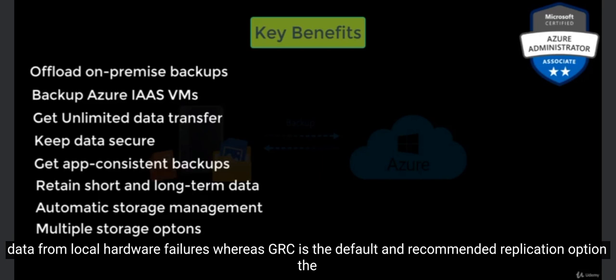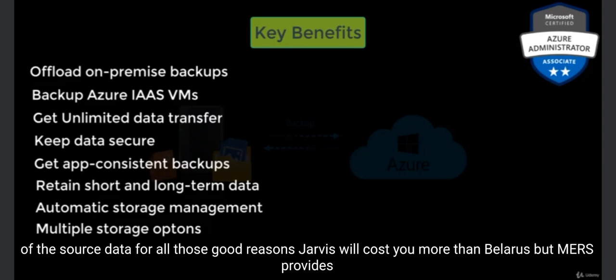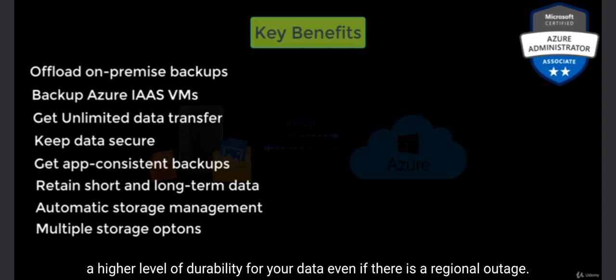LRS is the low-cost option for protecting your data from local hardware failures. Whereas GRS is the default and recommended replication option. GRS replicates your data to a secondary region, which is hundreds of miles away from the primary location of the source data. And for all those good reasons, GRS will cost you more than LRS. But GRS provides a higher level of durability for your data, even if there is a regional outage.